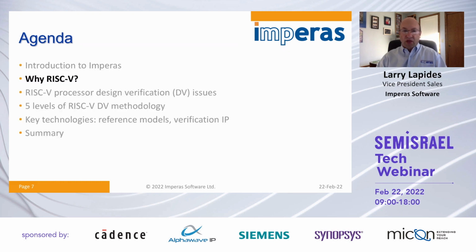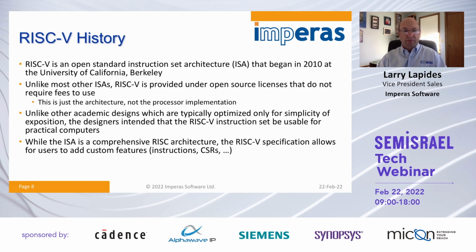So why RISC-V? Why has RISC-V become so popular? Why does it have so much momentum in the industry right now? So RISC-V is an open standard instruction set architecture, began in 2010 at the University of California, Berkeley. Unlike most other ISAs, RISC-V is provided under open source licenses that do not require fees to use, but this is just the architecture, not the processor implementation.